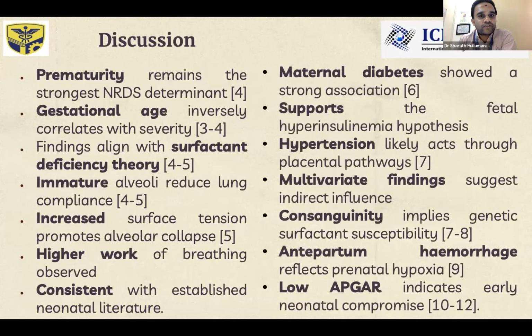As I told, the first thing is that prematurity remains the strongest and a very important NRDS determinant. Gestational age, immature alveoli, increased surface tension, maternal diabetes, hypertension, consanguineous marriage, and even low Apgar. These are all important characteristics by which the baby is diagnosed with NRDS, where the upper hand is from the maternal side. It's not that we can't talk about congenital causes and so on. Almost 39 to 40% of neonatal NRDS diagnoses have the maternal risk factor as the main factor.